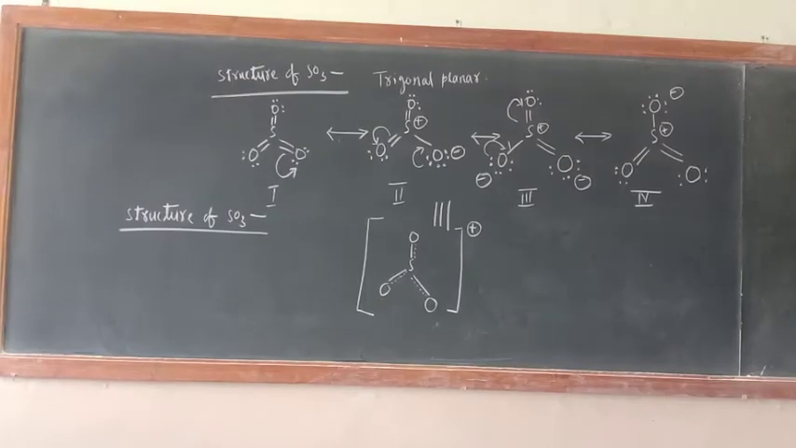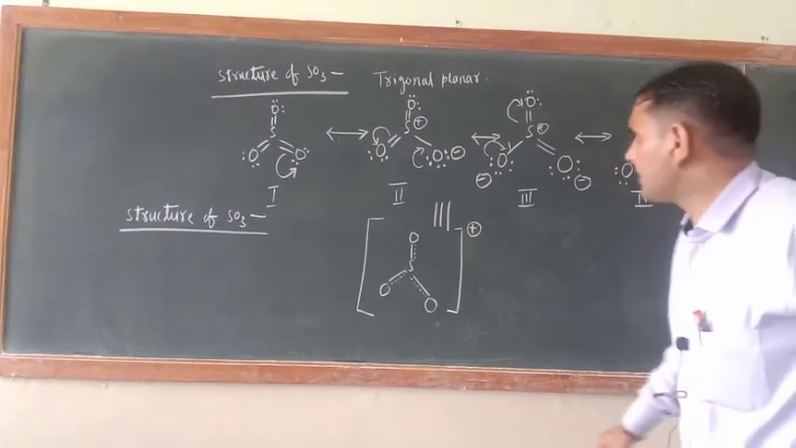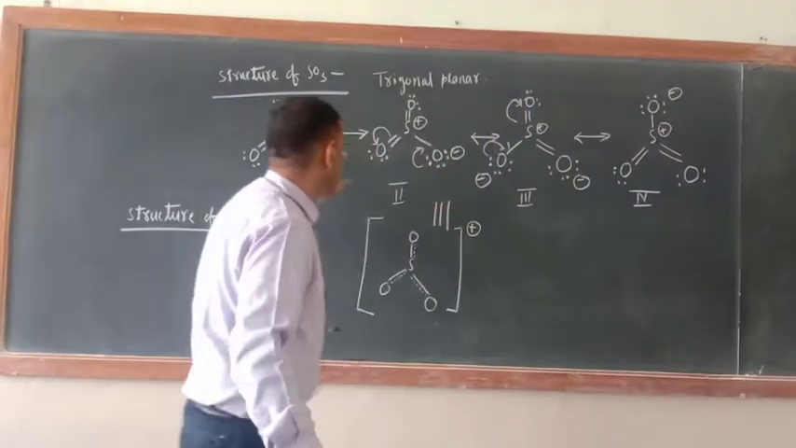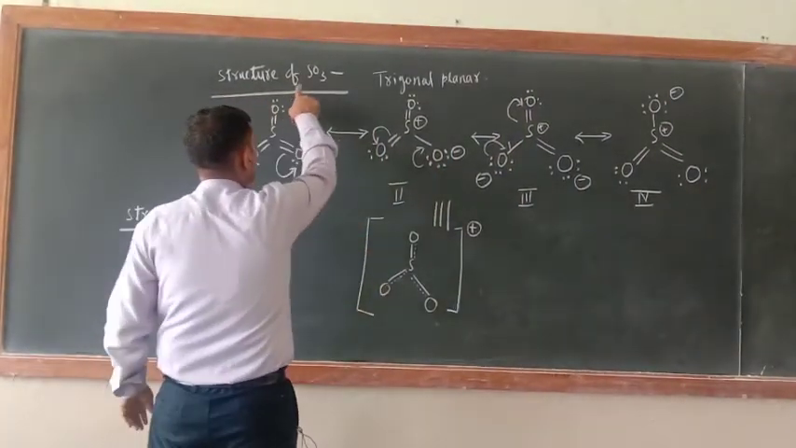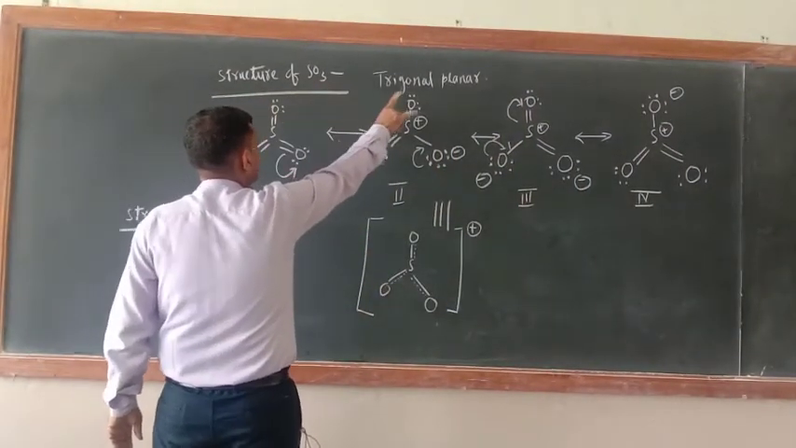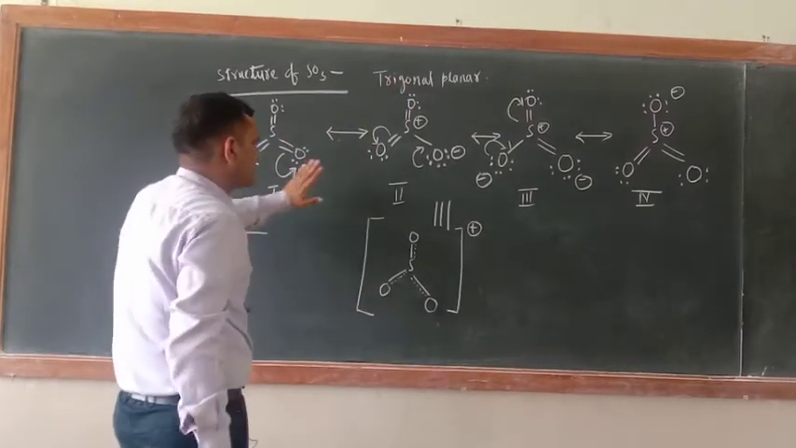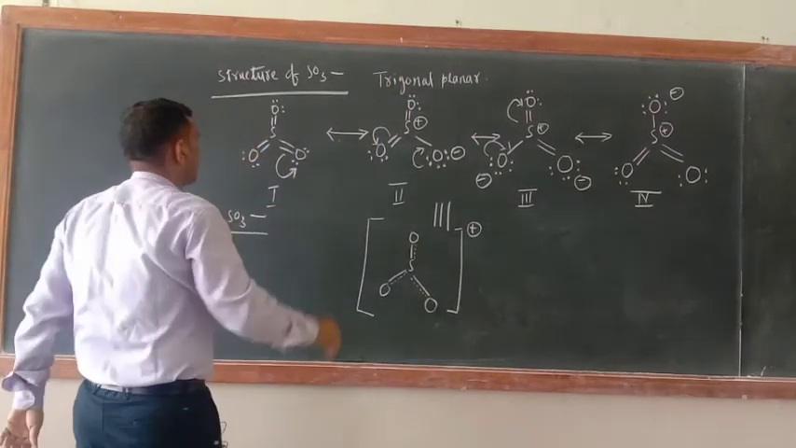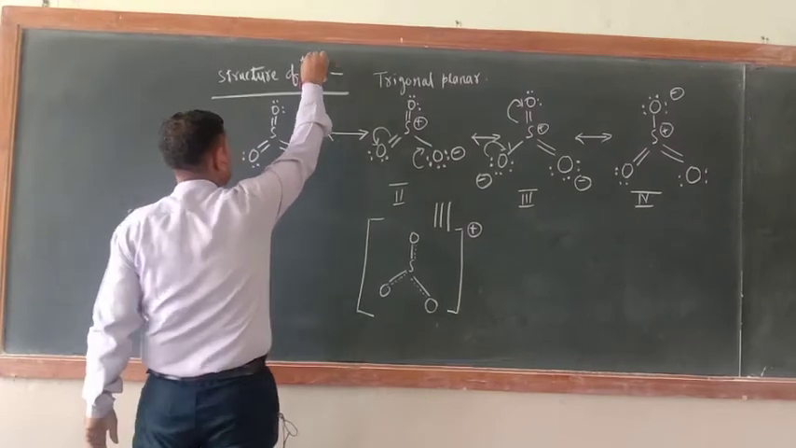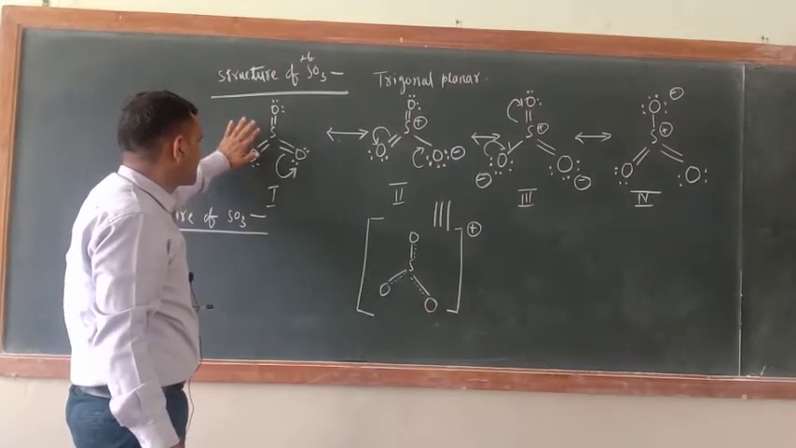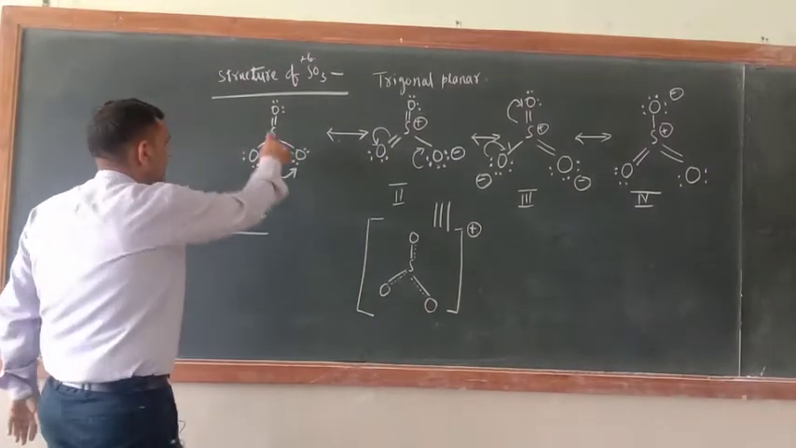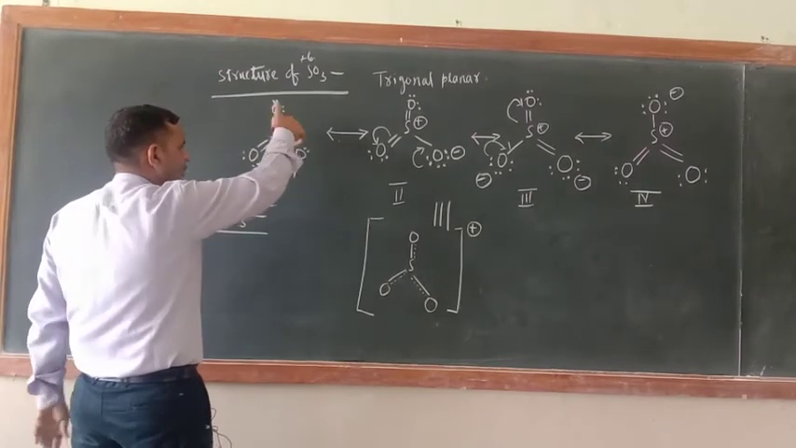Just see, dear cadets, the structure of SO3. I will make the structure. Just see the structure of SO3. This is trigonal planar. The oxidation state of sulfur is +6 here. Resonating structures are like that. Just see here: 2, 4, 6. How many bonds are there?